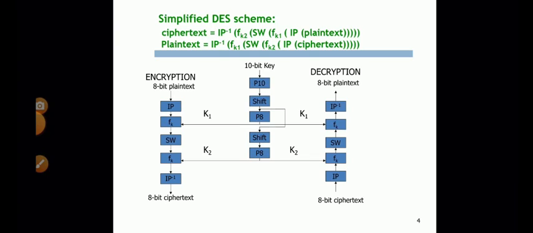In the decryption process, we do the same thing from the bottom. First you perform the initial permutation of the ciphertext, then you apply Fk2. Fk2 is the complex function with the key K2. Then you apply SW, the switch function, and then you perform Fk1, the complex function with the key K1. Finally you perform the inverse of the initial permutation so that you get the plaintext.